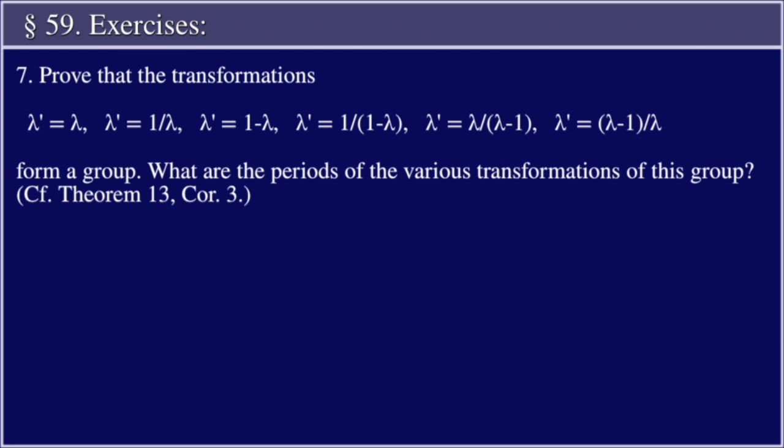7. Prove the transformations lambda prime equal to lambda, lambda prime equal to 1 divided by lambda, lambda prime equal to 1 minus lambda, lambda prime equal to 1 minus 1 divided by lambda, lambda prime equal to lambda divided by (lambda minus 1), lambda prime equal to (lambda minus 1) divided by lambda, form a group. What are the periods of the various transformations of this group? Chiefly Theorem 13, Corollary 3.